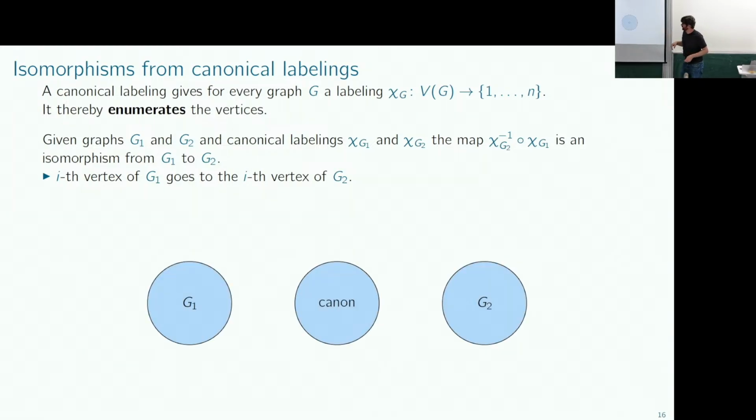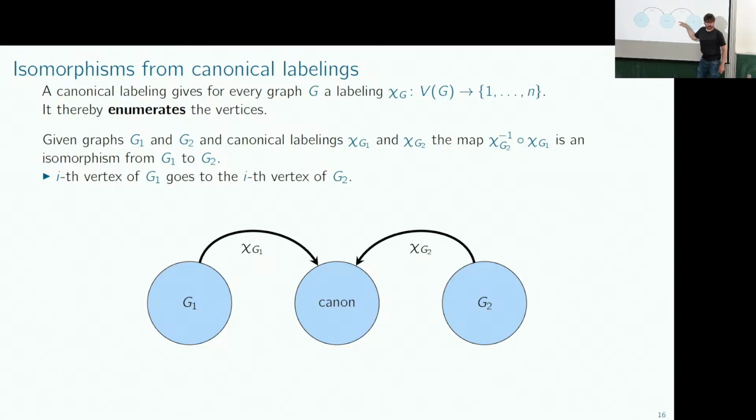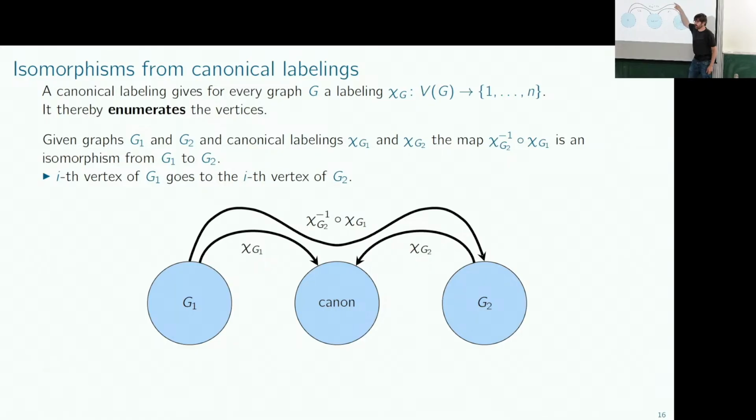I have a picture that explains this. So let's say you have G2 and G1, and I have these canonical mappings to the canon. You can actually just combine the one map and then the inverse of the other, and that will be an isomorphism from here to here. So if I have isomorphisms to some common canonical form, then I can compose one with the inverse of the other to get an isomorphism between these things.